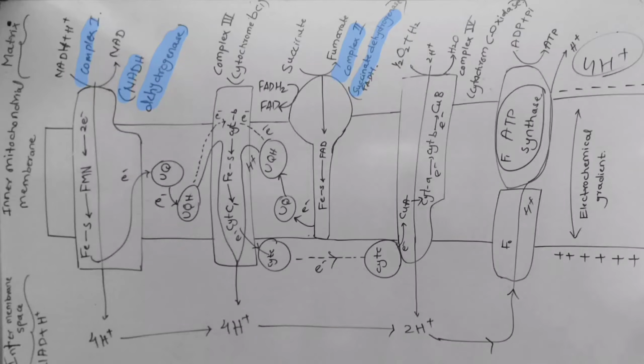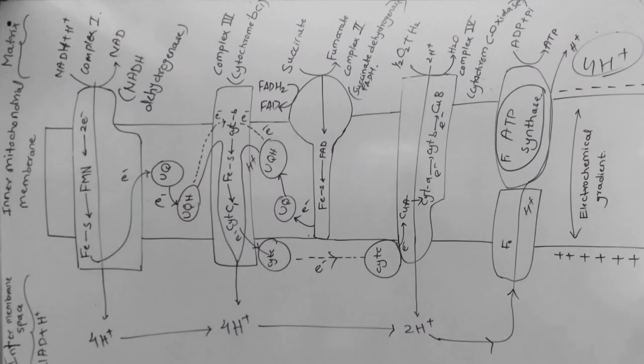Then complex number 3. The name of complex number 3 is none other than cytochrome BC1, because we have cytochrome B as well as cytochrome C1 in complex number 3. The fourth one, complex number 4, is called cytochrome C oxidase. And the last but not the least, the fifth complex is called ATP synthase. Some books do not accept the fifth one as a complex, but still we will call it complex number 5.